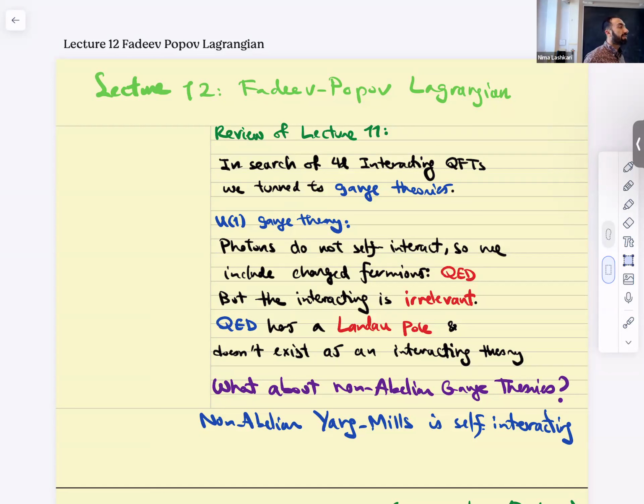QED sits inside the standard model of particle physics, right? If you just look up the Nobel Prizes, you will find Veltman, 't Hooft, and a whole bunch of people got the Nobel Prize for proving that the standard model of particle physics is renormalizable. Right? So it is saved.